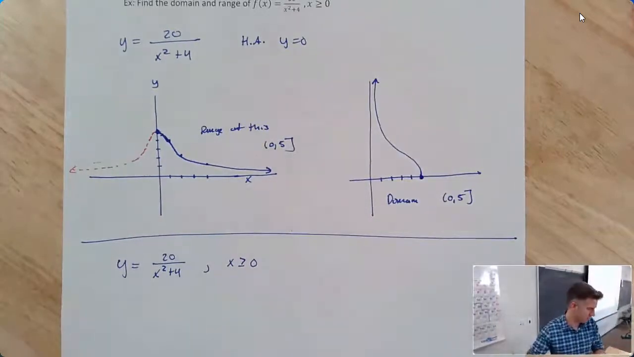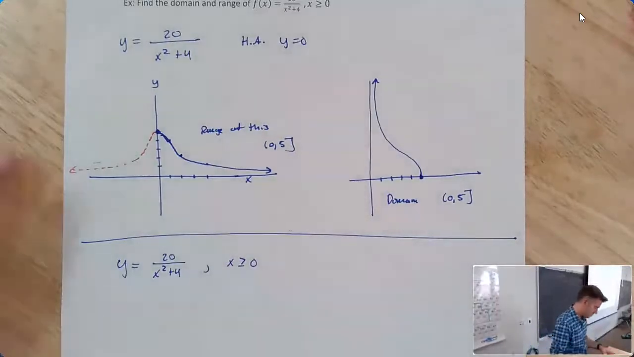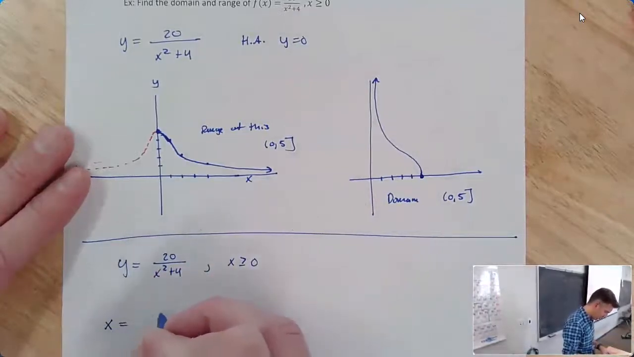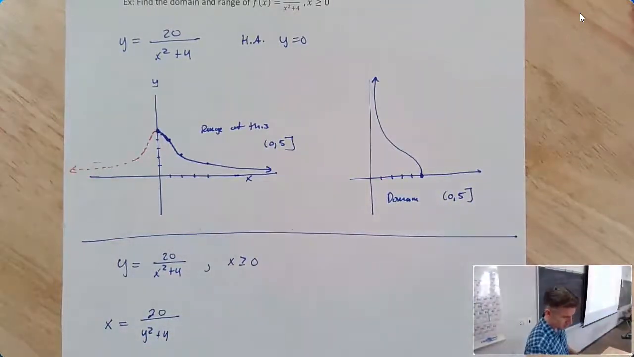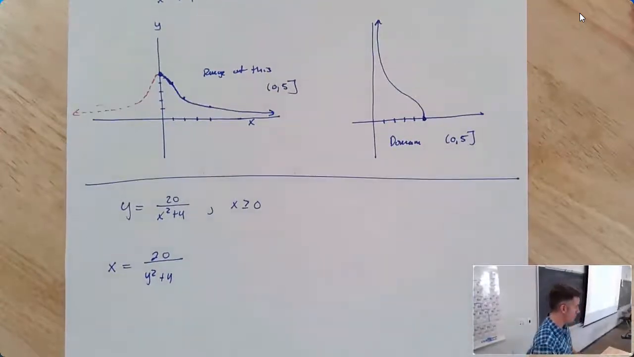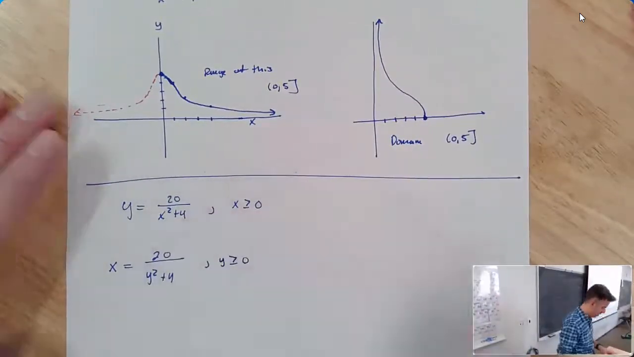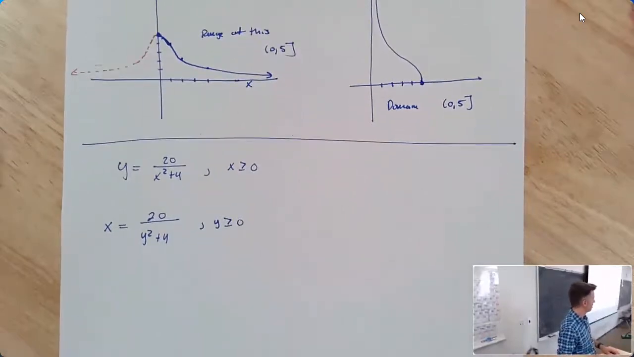Sorry, notes everywhere. One second. Let me make sure I'm not doing anything stupid here. Okay, yeah. So for the range, we're going to invert x and y. So x is equal to 20 over y squared plus 4. And then you can try to solve for y, but we should remember that since we interchanged x and y, we had better have y greater than or equal to 0. So now things get kind of weird. We're going to try and solve for y. It's going to be a little bit strange though.